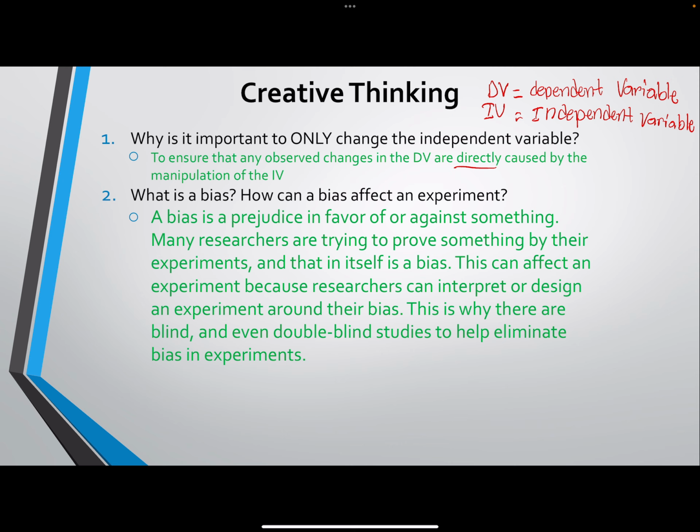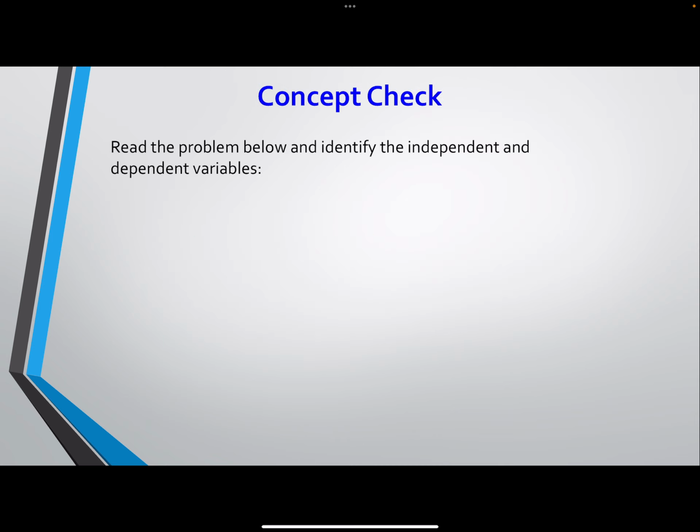So what's a bias? How can a bias affect an experiment? A bias, as you may know, is a prejudice in favor of or against something. Like, say someone has a bias towards this team, or a lawyer or a judge is biased towards this defendant. Many researchers are trying to prove something by their experiments, and that in itself is a bias. They have a bias towards something. This can affect an experiment because researchers can interpret or design an experiment around their bias. This is why there are blinds and even double-blind studies to help eliminate biases in an experiment.